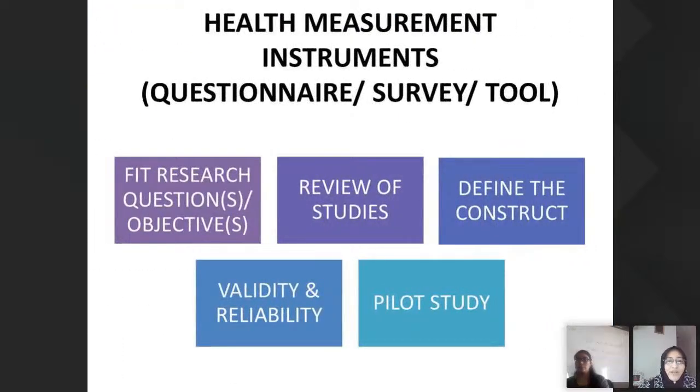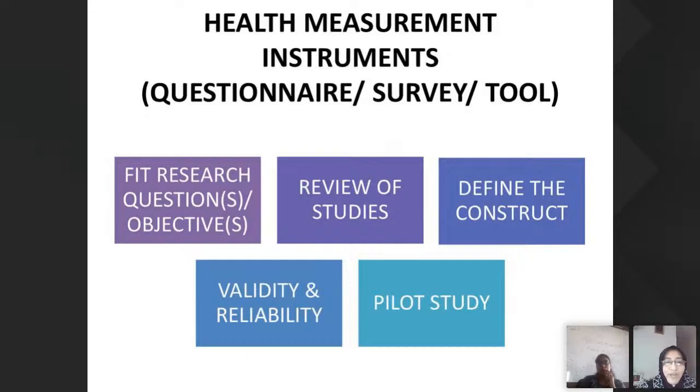All right. So a health measurement instrument, the word instrument can also be known as the questionnaire, also known as survey, also known as tool. And some will mention health outcome measurement. So for a study that uses this kind of instrument to collect data for your own research question or objective, we have to ensure that whatever we have inside our instrument must be reviewed and validated properly.